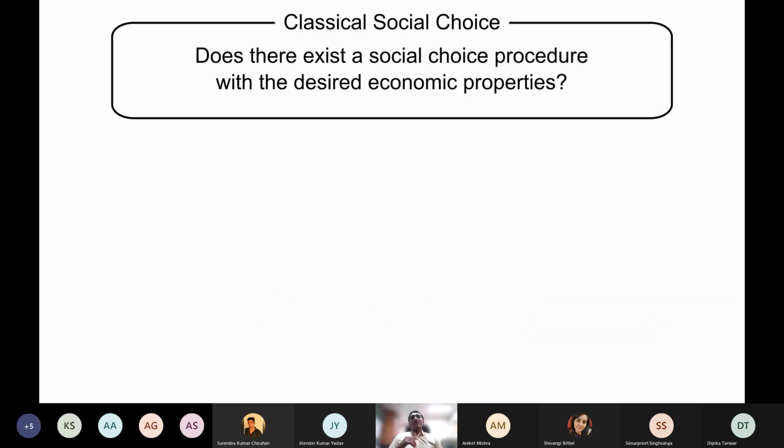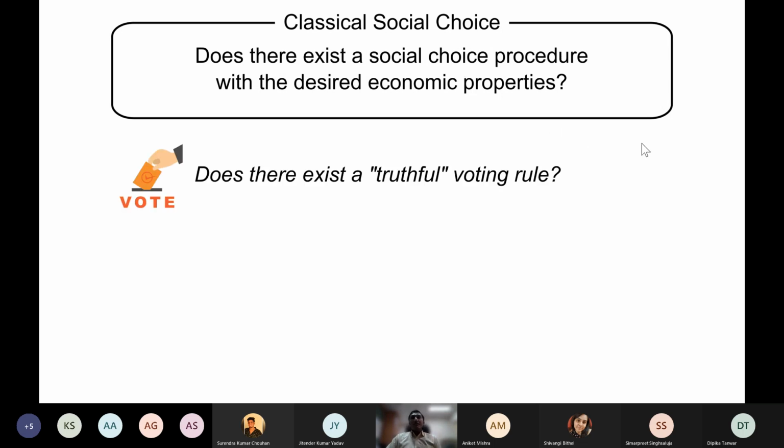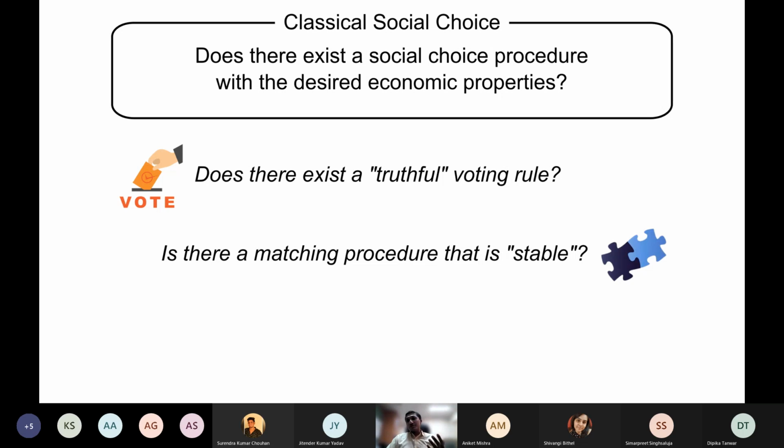Okay, so because social choice procedures interact with the users or the agents, it becomes pertinent to ask, well, is there a social choice procedure with certain desired economic properties? For example, one could ask, is there a voting rule which is truthful, in the sense that voters do not have an incentive to misreport or lie about their preferences? One could ask, is there a matching procedure which is stable? Stability roughly means that people should not break away from the assignment that you have suggested and form matches of their own. It should be stable.